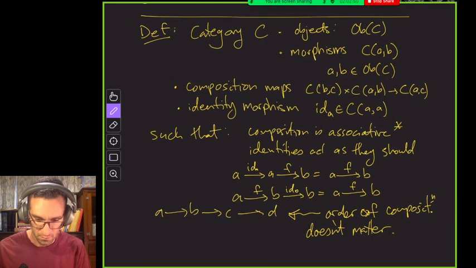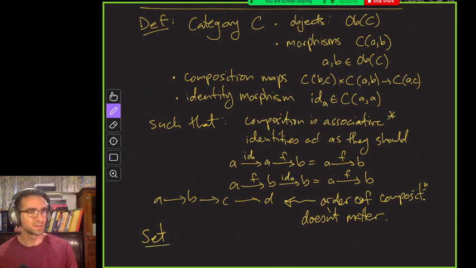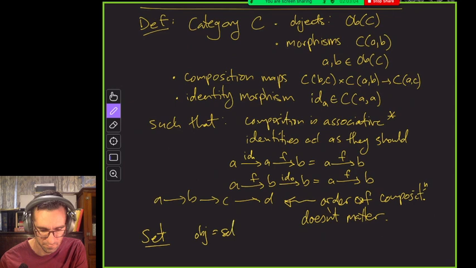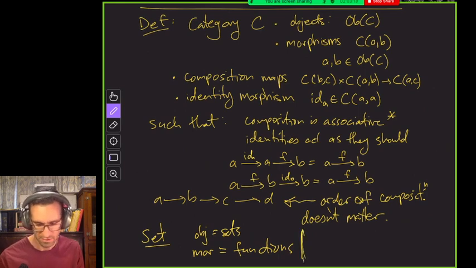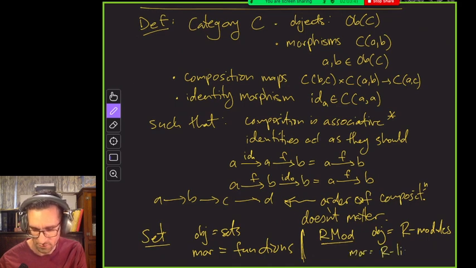All right, so I gave the game away. The category of sets, commonly denoted bold or underlined Set, is the prototypical example. One more, let's say: fix a ring R, and consider the category of R-modules. So the objects equal R-modules, and the morphisms are R-linear functions.